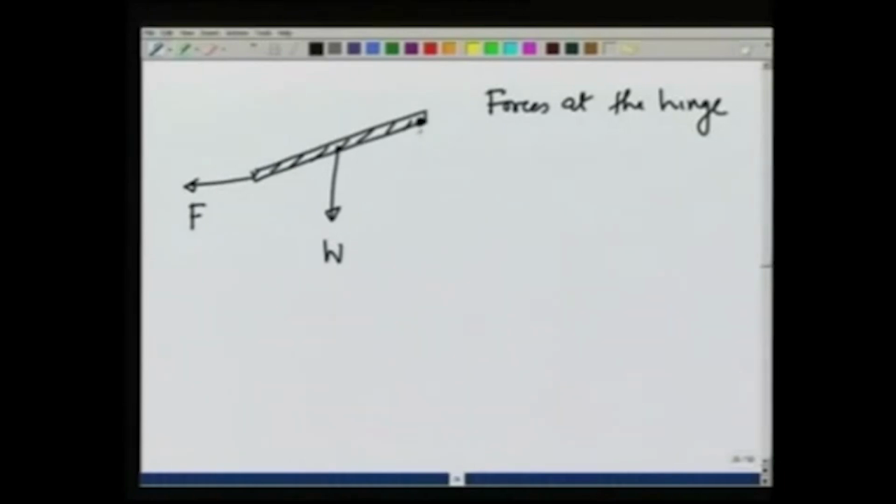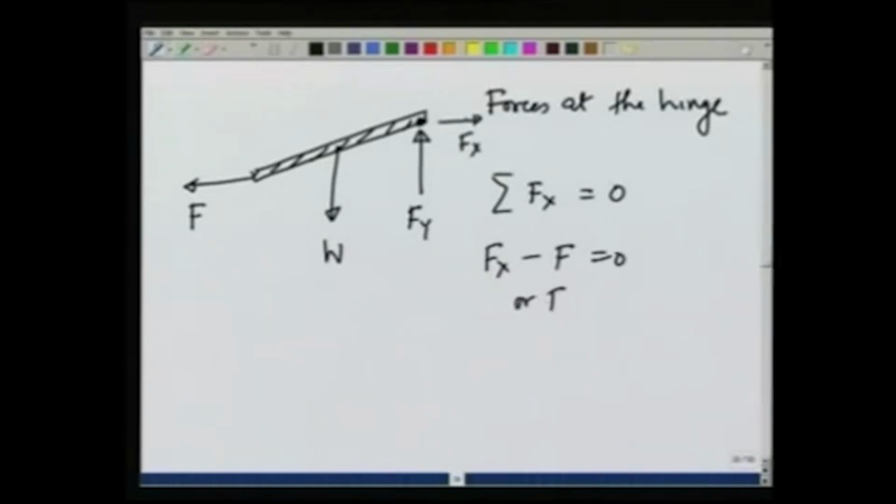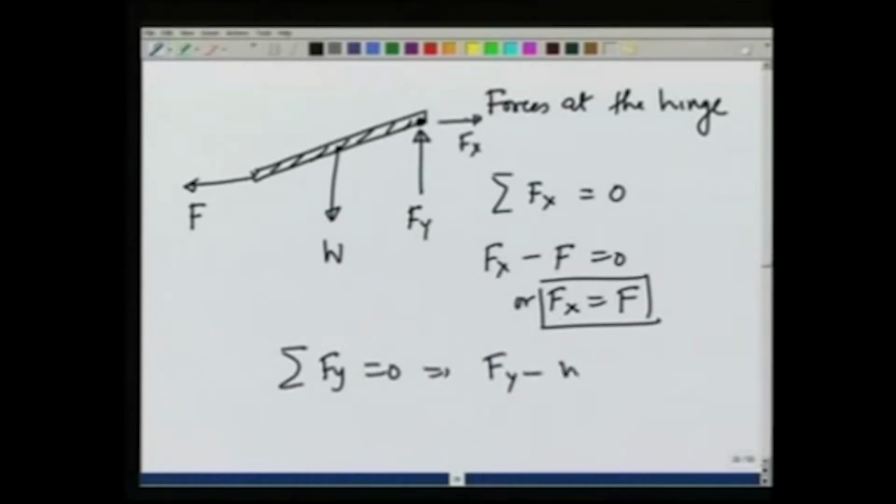As I said just now, the hinge is capable of applying a vertical force and a horizontal force, Fy the vertical force and Fx the horizontal force. Then summation Fx is equal to 0 gives me Fx minus F is equal to 0, or Fx equals F. Similarly, summation Fy is equal to 0 gives me Fy minus W is equal to 0, or Fy is equal to W.